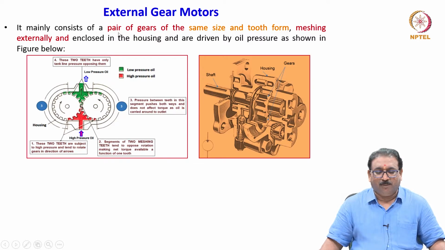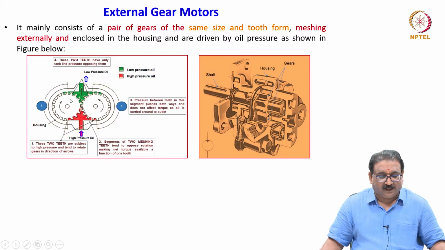It consists mainly of a pair of gears of the same size and tooth form, meshing externally and enclosed in a housing, and driven by oil pressure as shown in the figure below. Here, the figure shows the two gears enclosed in the housing. It has two ports, the inlet port and the outlet port. The inlet port carries the high pressure oil from the pump and control elements, which is used to rotate the shaft.